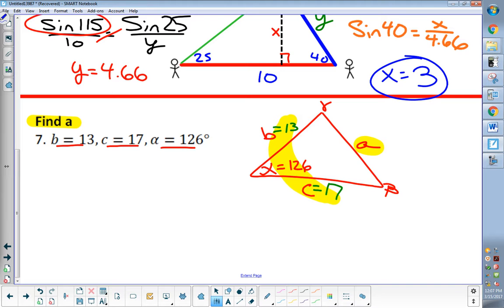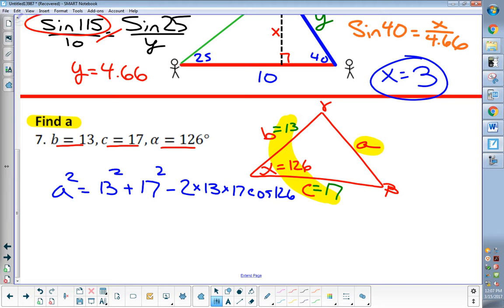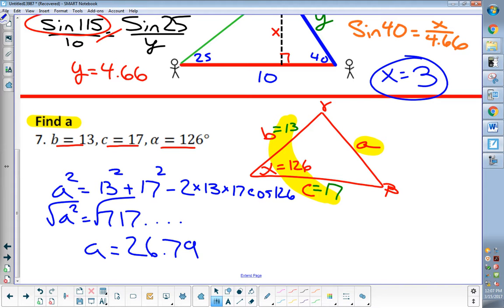So I'm setting up a law of cosines problem. It looks like this. A squared equals B squared plus C squared minus 2 times 13 times 17 times cosine of 126. I take that whole thing and type it into my calculator just straight up like that, and I get A squared equals 717 with some decimals after it. Is that my answer? What do I still need to do with that thing? Square root. A should have been 26.79. Questions on the first 3?